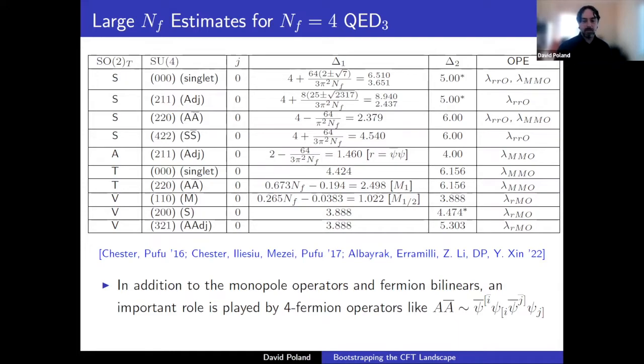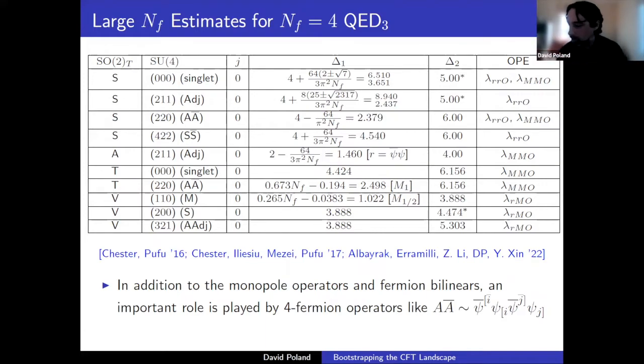Audience: Can you also do this if there's a Chern-Simons term present? Yes, that's right. This paper, for example, by Chester, Iliescu, Mezei, and Pufu calculated scaling dimensions of monopoles in Chern-Simons theories at large n as well. Audience: Thanks. But in what I'm talking about, I'm not going to touch Chern-Simons.